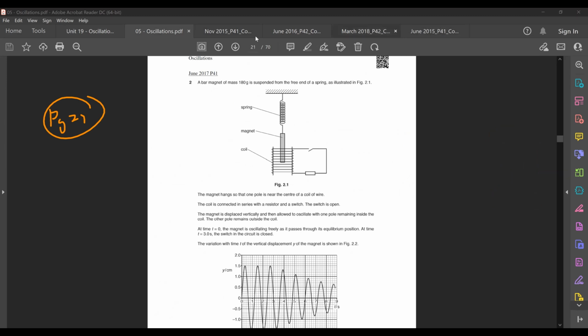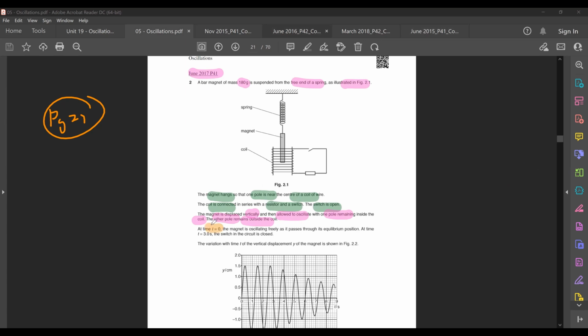Okay, now this one is page 21, June 2017 P41. You have a bar magnet of mass 180 grams that is suspended from the free end of a spring as illustrated in this figure. A magnet hangs so that one pole is near the center of a coil of wire. The coil is connected in series with a resistor and a switch. The switch is open. Then the magnet is displaced vertically and then allowed to oscillate with one pole remaining inside the coil. The other pole remains outside the coil.